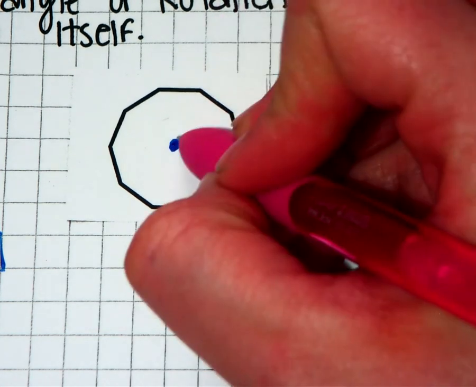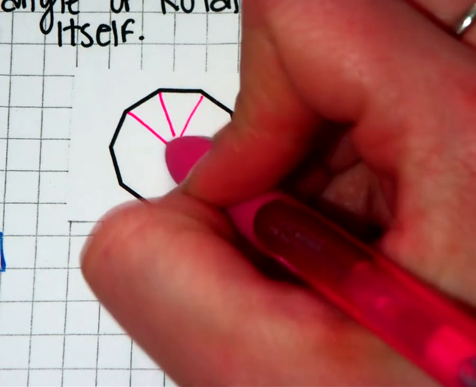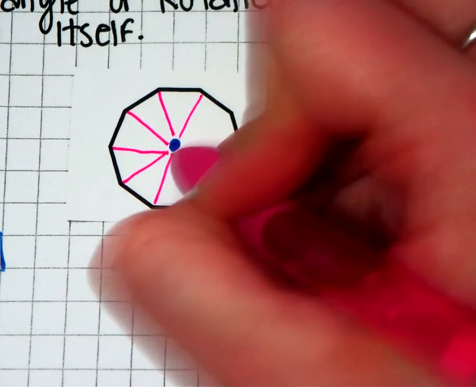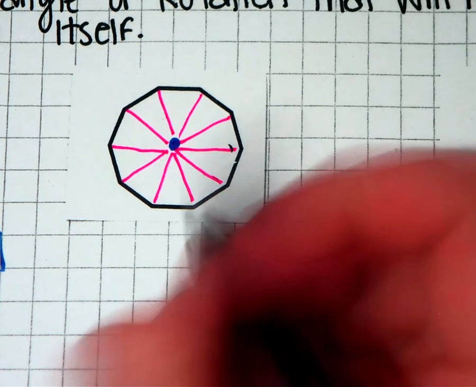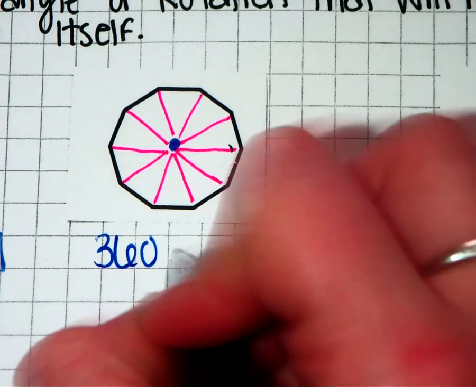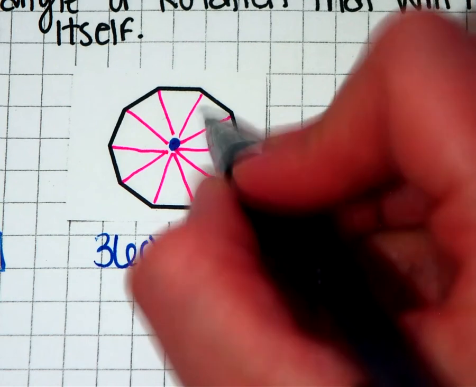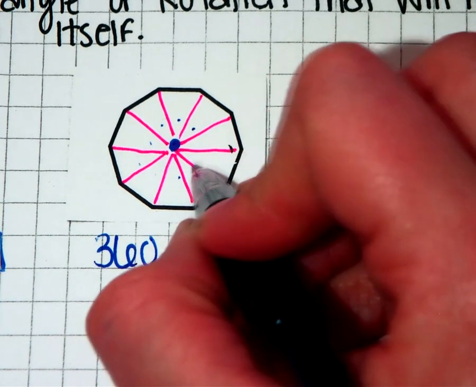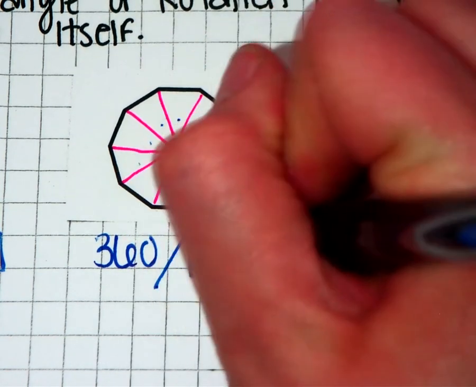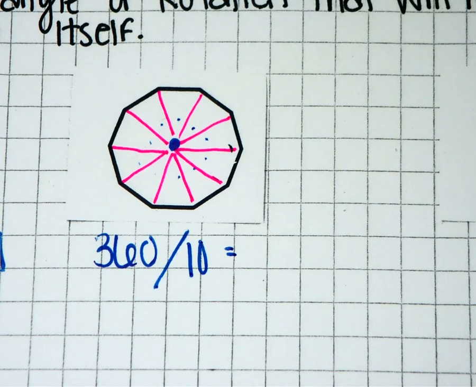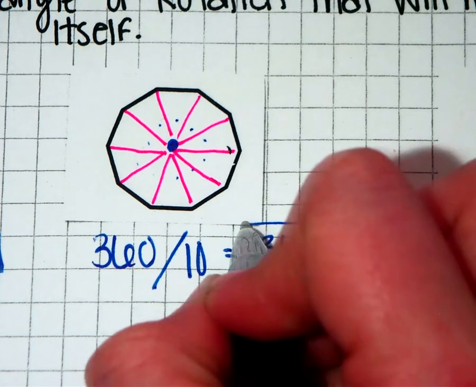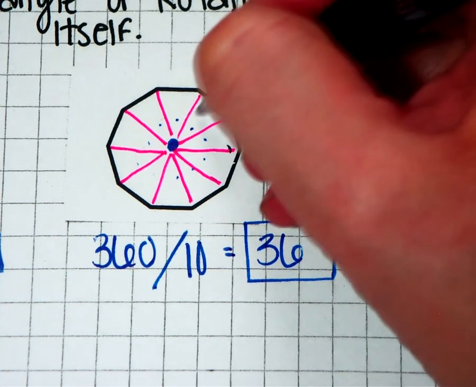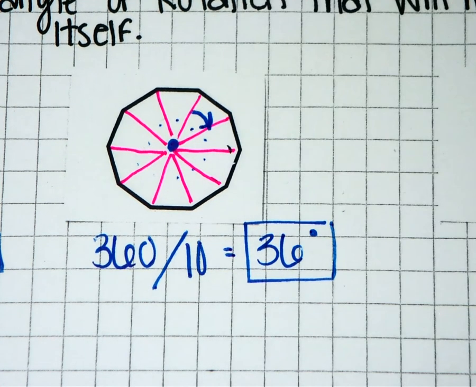1, 2, 3, 4, 5, 6, 7, 8, 9, 10. We're still going to take 360, but this time we're going to divide it by 10 because there's 10 sections. If you keep track of how many lines you're drawing as you're counting, then you'll know exactly the number to divide by. So 360 divided by 10 is 36. So a 36-degree rotation will take this figure back onto itself.